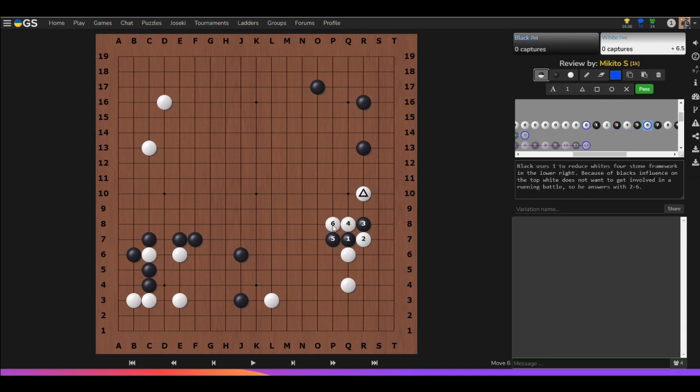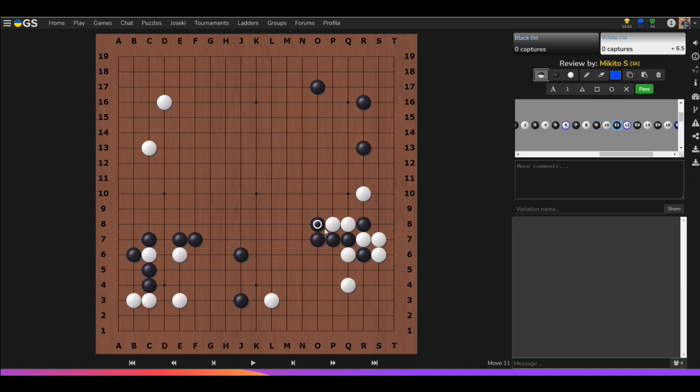Pretty much 6. 6 looks kind of weird, right? Normally you'd play something like this or like this or like this. And so 6 played, white played here. So black Ataris and white comes out. Black hits the head of 2 and then white jumps.